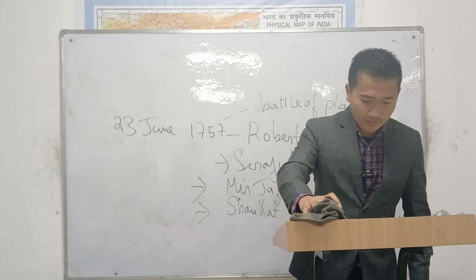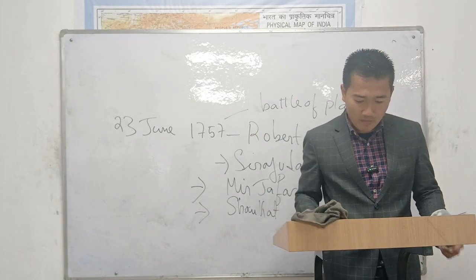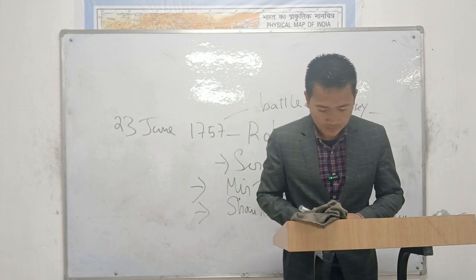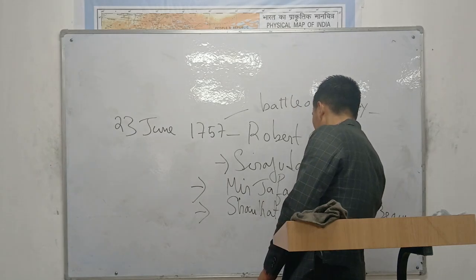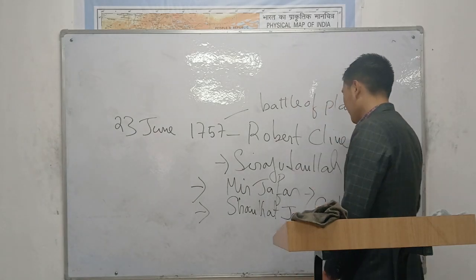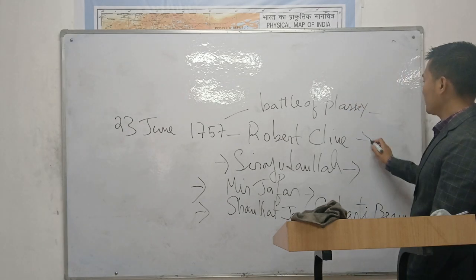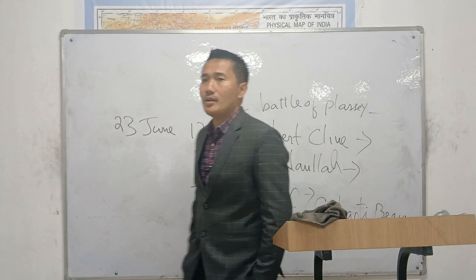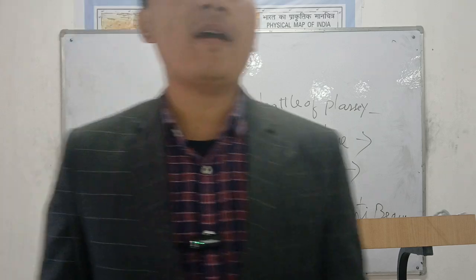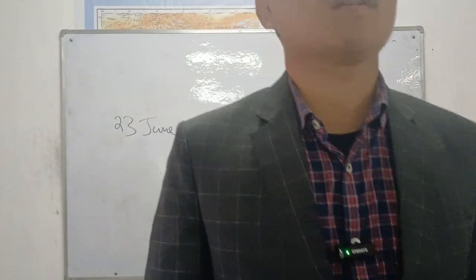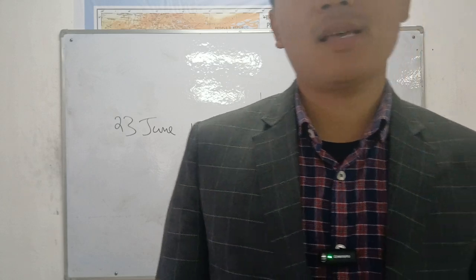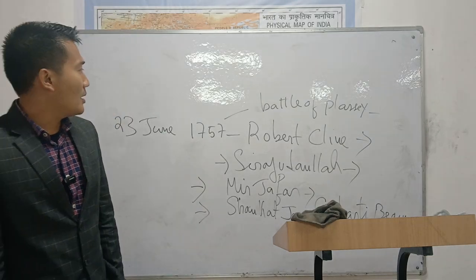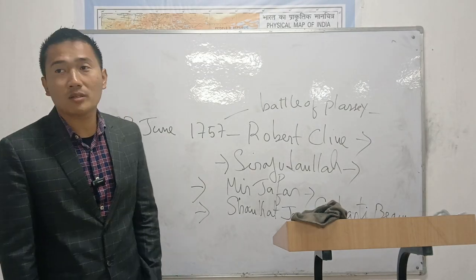Okay, please write down the Battle of Plassey. This is a very important battle. See, the first famous battle which was fought by the British is known as the Battle of Plassey in Bengal. Okay, 1757. On 23rd June 1757, the famous Battle of Plassey took place in Plassey between Robert Clive and Siraj-ud-Dowlah.